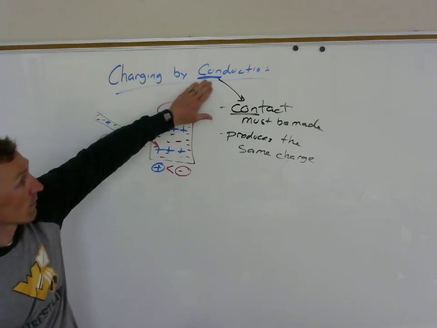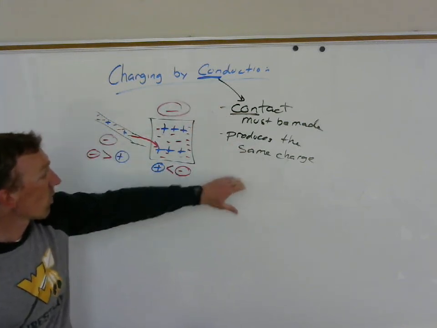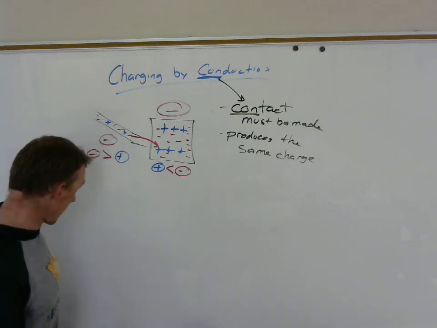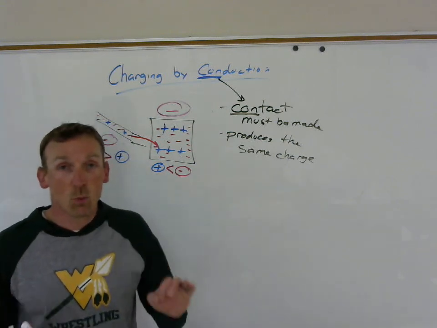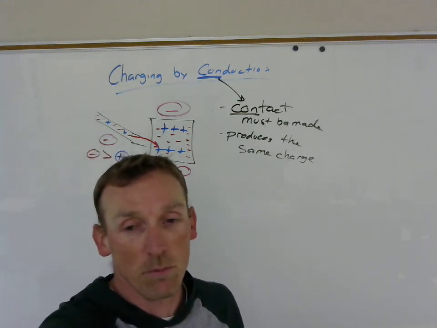Okay, keeping track. Conduction, contact must be made. It's going to produce the same charge, and understanding what's going on with the flow of electrons is what you want to be able to explain with charging by conduction. Hopefully this makes a little bit more sense.